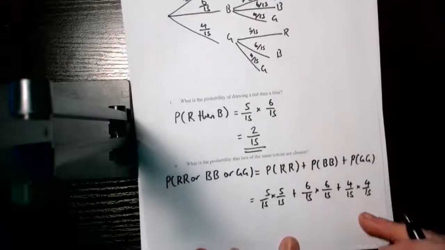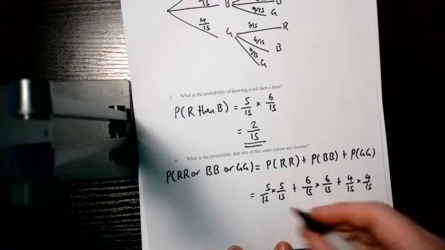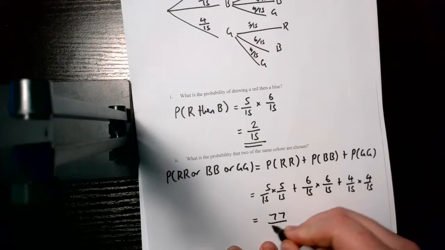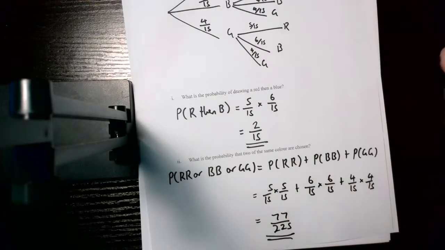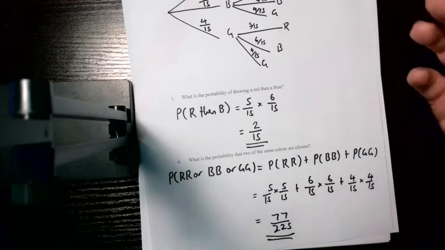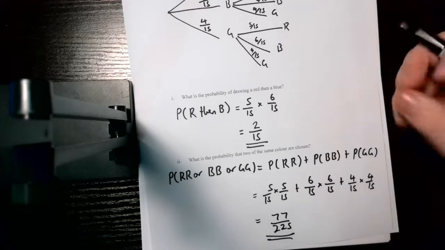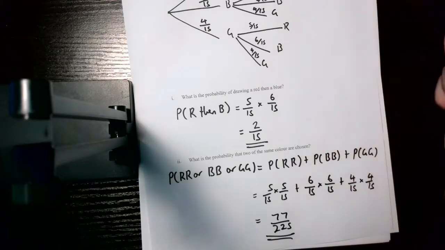Tidy this all up, okay, put it into your calculator, and you should end up with an answer of 77 over 225. Okay, you have a 77 out of every 225 chances of achieving the same colour being chosen when you draw that out of your bag of marbles.